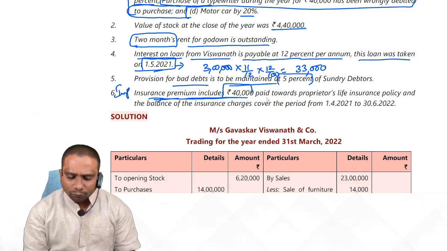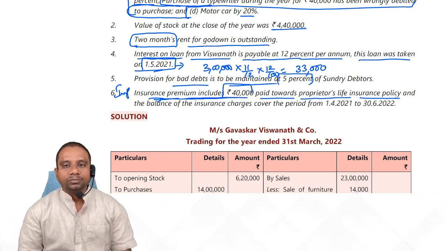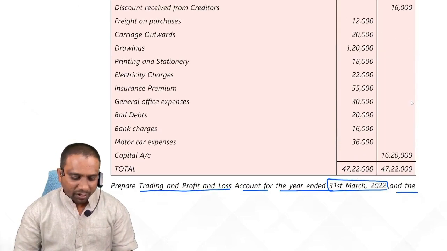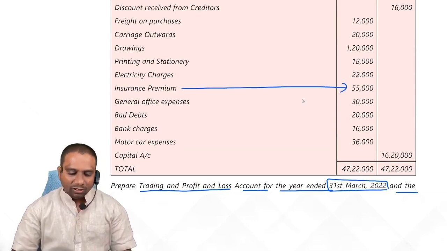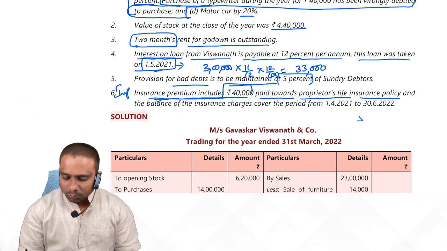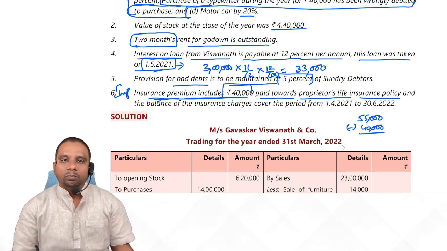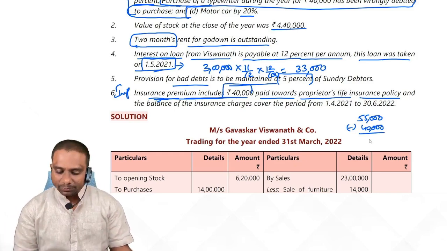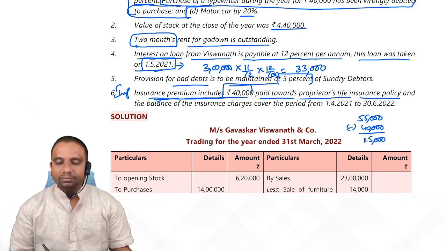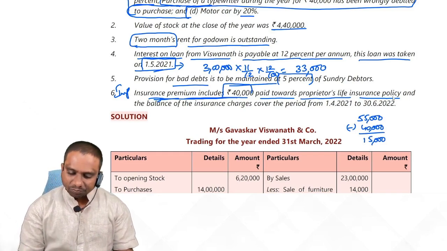Insurance premium includes 40,000 paid towards proprietor's life insurance policy. Okay. Total insurance premium paid how much? Total insurance premium paid 55,000 rupees. So from 55,000, first you deduct 40,000 rupees insurance. Why? Because it is relating to partner's life. So the same 40,000 again add to the drawings. So 15,000 remaining. So 15,000 rupees is relating to business.